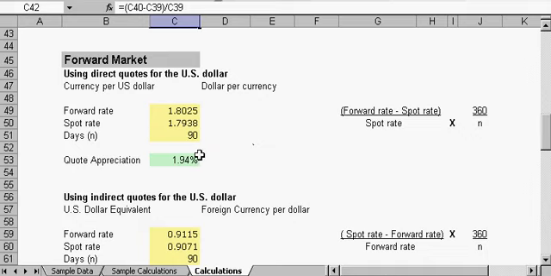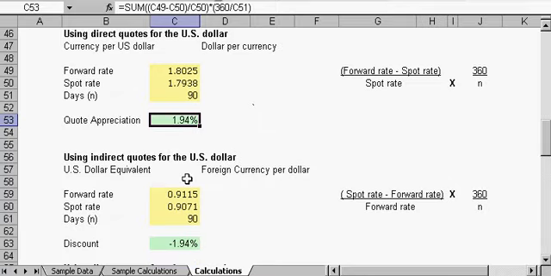Forward market is a price that's in the future. Same thing, using direct quotes. We're going to have a group of percentages. Using direct quotes, we fill in our fields here. The forward rate minus the spot rate times the spot divided by the spot rate multiplied by time will give us our quote appreciation. In some cases, depreciation. This one happens to be a discount.